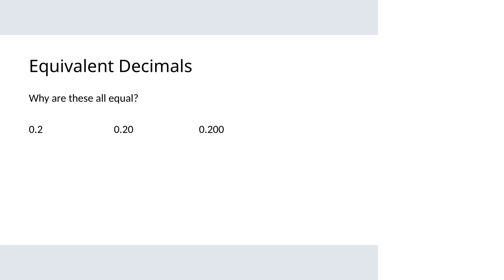Equivalent decimals. All those decimals that you see right there are equal to each other. Why? Well, if we were to write each of those as a fraction, what we would have is 2/10. And here we have 20/100ths. And here we have 200 thousandths.